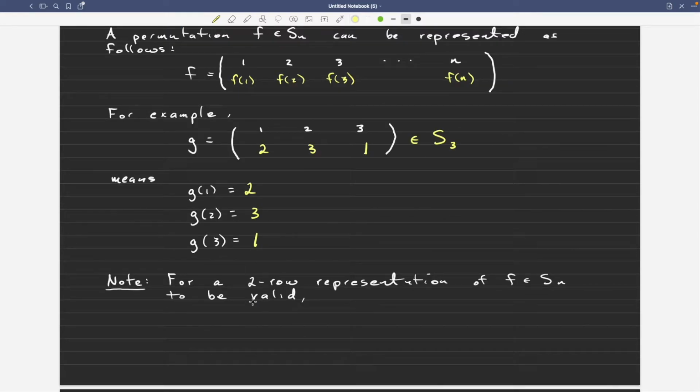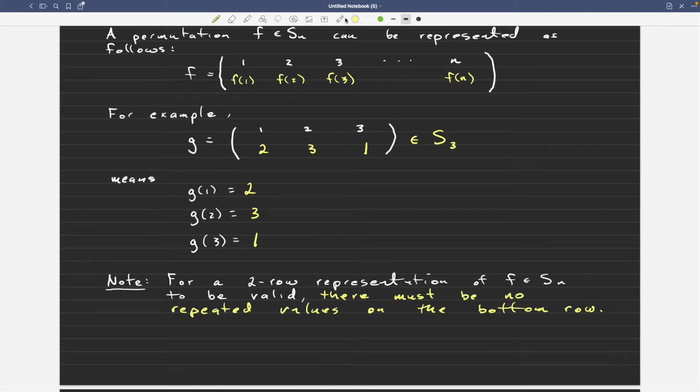In this two-row notation, the only thing you have to worry about is that the top row is fixed. The top row is always the integers starting at 1 and going up to whatever your n value is. In order for it to be valid, you just have to make sure that in the bottom row you don't see any repetitions. So in order for a two-row representation of f in S_n to be valid, there must be no repeated values in the second row.